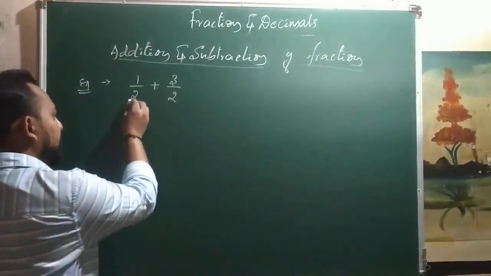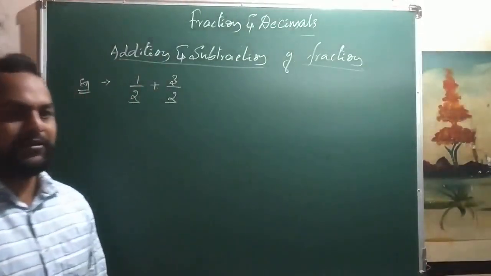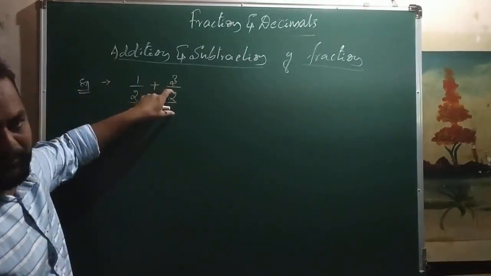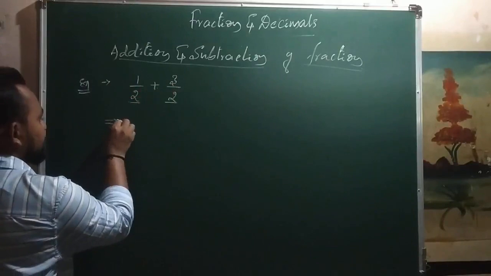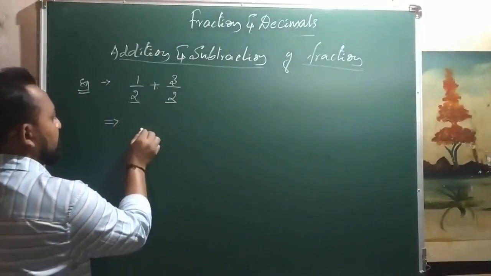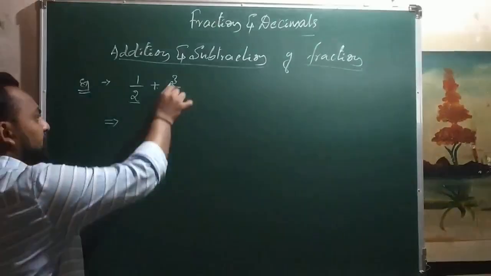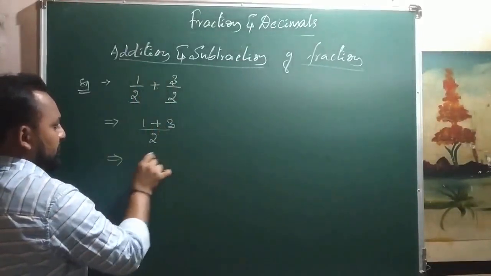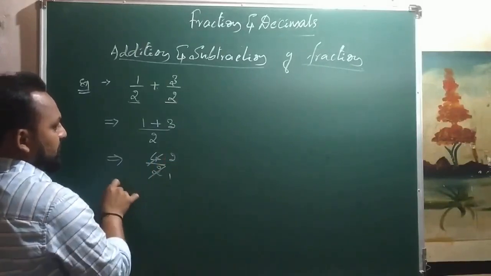Here the denominator of the first fraction and the denominator of the second fraction are the same, 2 and 2. So 1 by 2 plus 3 by 2 are like fractions. Addition of like fractions: take the LCM of 2 and 2, which is directly 2. Then 1 plus 3 is 4 by 2, so the answer is 2.